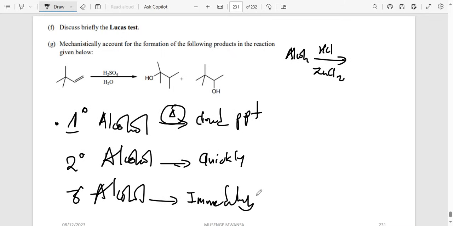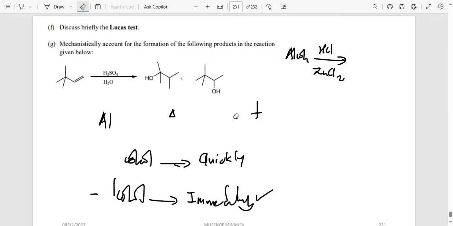So if you see that your reaction happened immediately, you see a color change, then you know you have got a tertiary alcohol. If it takes a bit of time, secondary. If it doesn't react at all, and only reacts after you heat, you know that that is a primary alcohol. So that is the Lucas test.